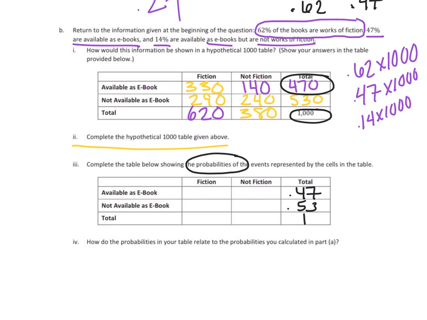140 would be 0.14. 240 would be 0.24. And that would be a total of 0.38. 0.33, 0.29, and 0.62. And again, they better add to 1 in this direction, and they better add to 1 in this direction. So how does the probability table compare to the probabilities you calculated in Part A? They should be the exact same.